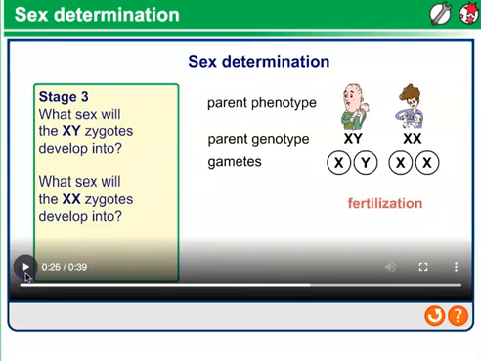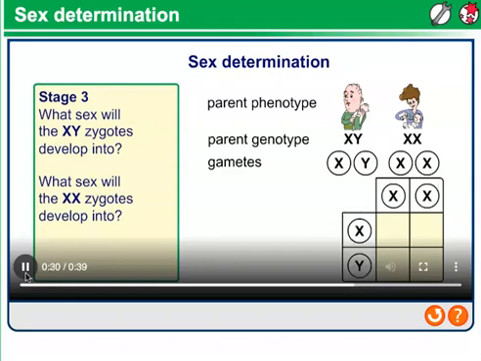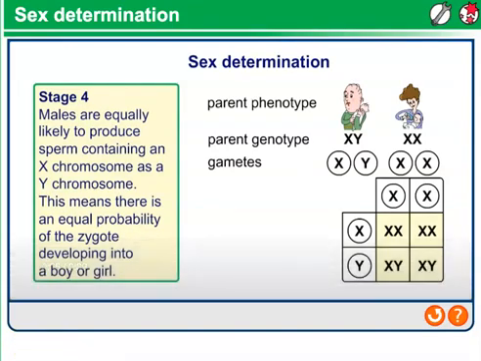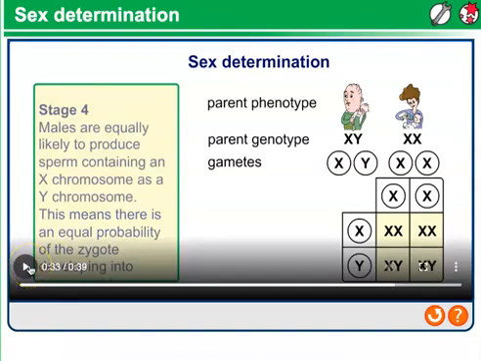Stage 3. What sex will the XY zygotes develop into? And what sex will the XX zygotes develop into? Recall that if you end up with two X chromosomes, you are female. If you have an X and a Y chromosome, you are male. So males are equally likely to be produced as females in this cross.